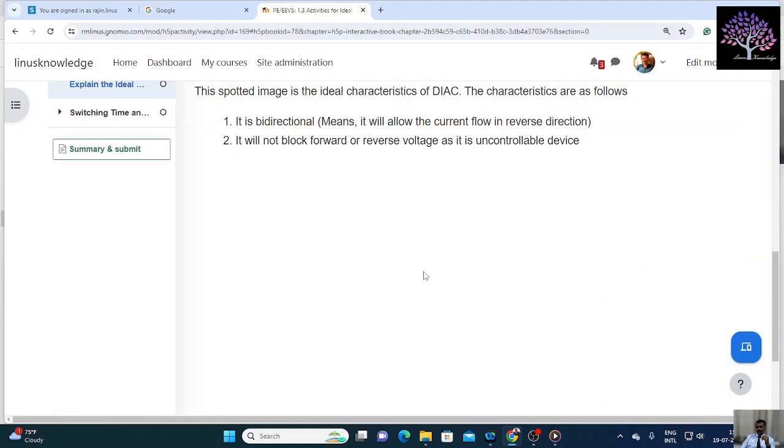If you click this, you can understand it is bidirectional. It means it will allow both the forward and reverse current. It will not block the forward as well as reverse voltage. And it is also uncontrollable.